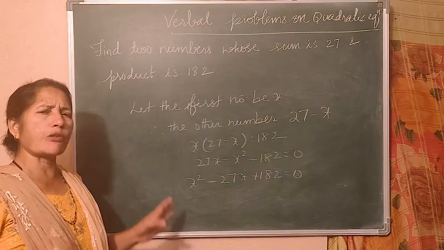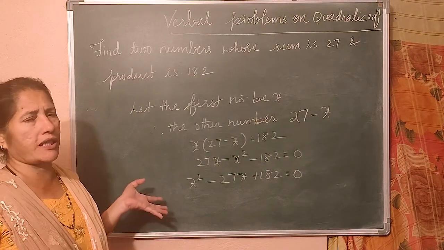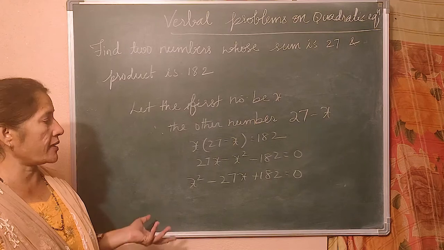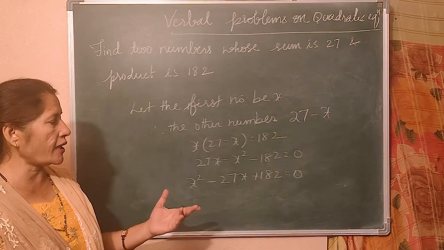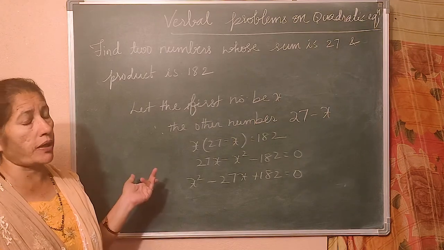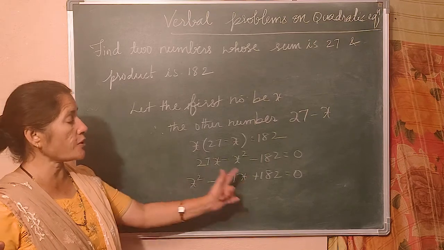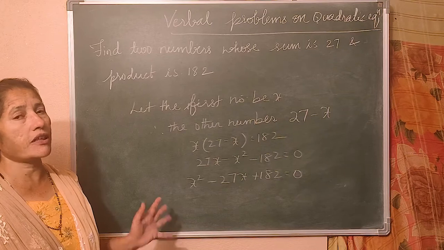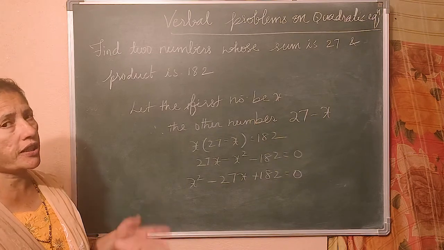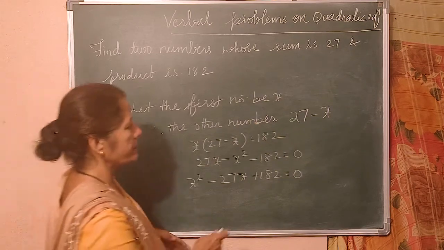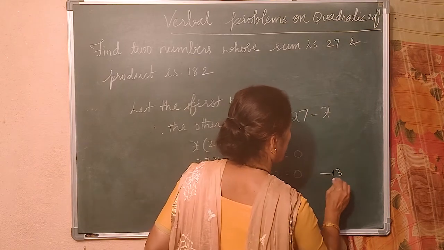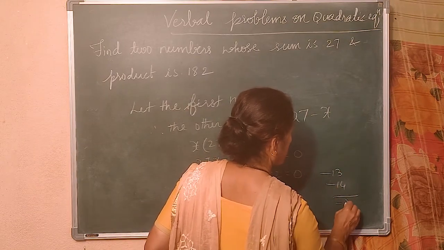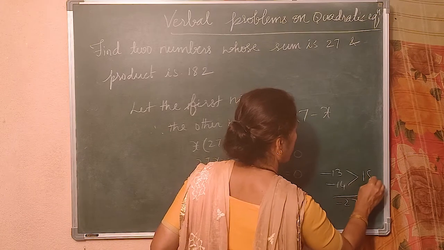So, I always use the easiest method to solve this. What is that? Factorization method. The product has to be 182, the sum has to be minus 27. When the product is plus, both are minus. 13 and 14, 14 times 13 is 182. 13 and 14 make 27, right? See, minus 13 minus 14 is minus 27. 13 times 14 is 182.